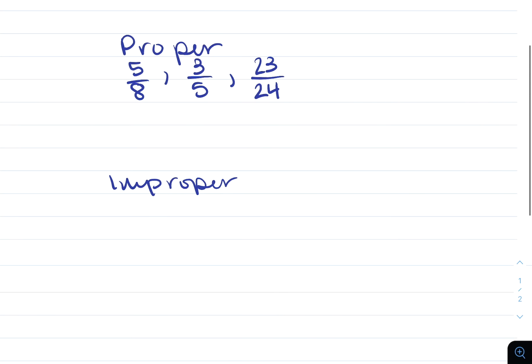So let's look at some differences in our improper fractions. And we consider that is when the numerator is greater than or equal to the denominator. The fraction is improper. So that means the improper fraction is greater than or equal to 1 whole. So 6 over 5, 10 over 10, 115 over 25. Those are considered improper fractions.